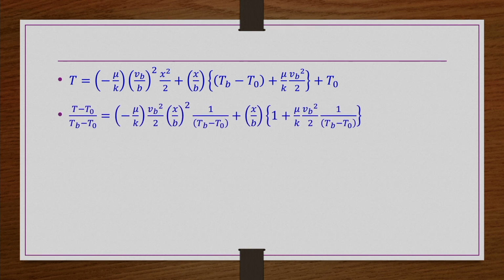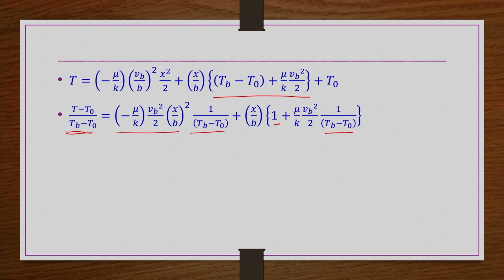So, we have T minus T naught, and we divide both sides by Tb minus T naught. The first term stays as it is, divided by Tb minus T naught. For the second term, x by b, dividing by Tb minus T naught gives 1 here, and in the second term you get Tb minus T naught. T naught we already took to the left hand side before dividing by Tb minus T naught.